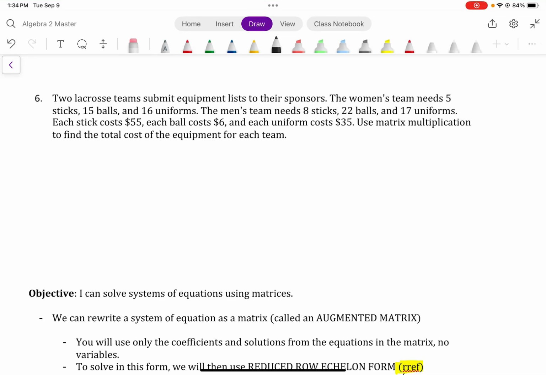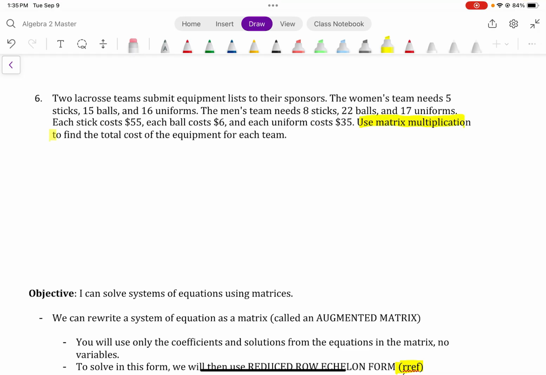In this problem, we're going to solve a word problem using matrices. So it says two lacrosse teams submit equipment lists to their sponsors. The women's team needs 5 sticks, 15 balls, and 16 uniforms. The men's team needs 8 sticks, 22 balls, and 17 uniforms. Each stick costs $55, each ball costs $6, and each uniform costs $35. Use matrix multiplication to find the total cost of the equipment for each team.